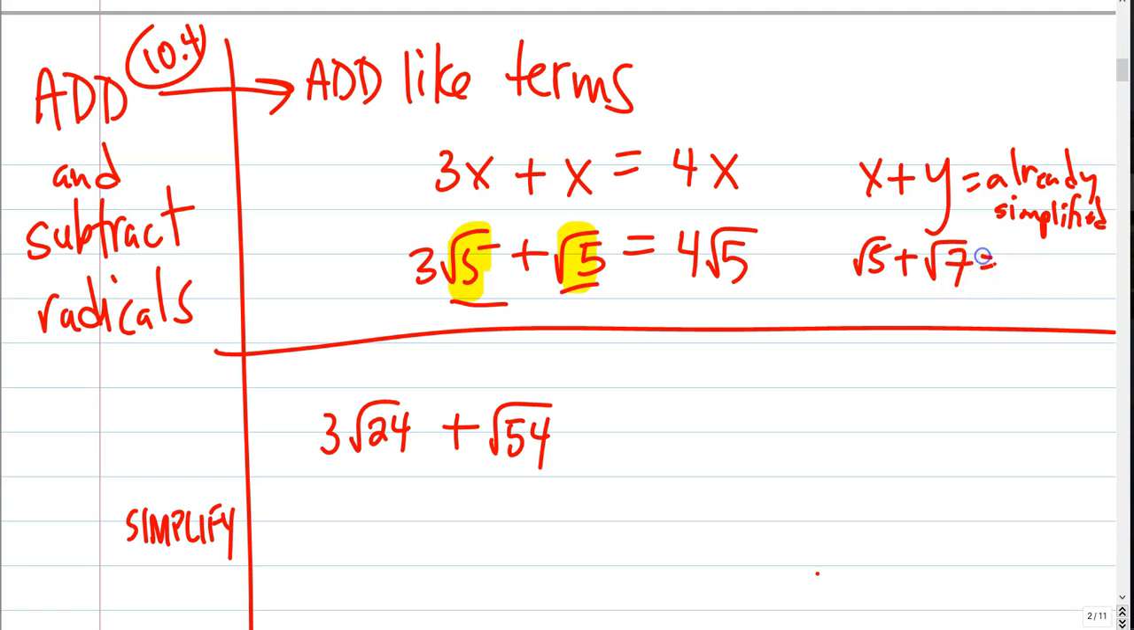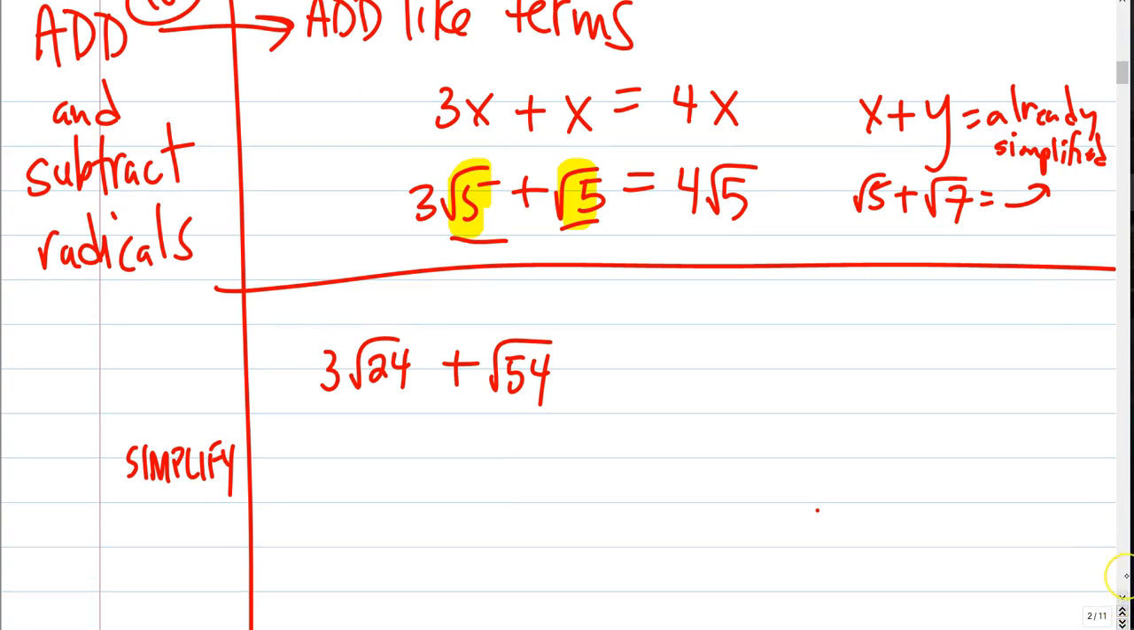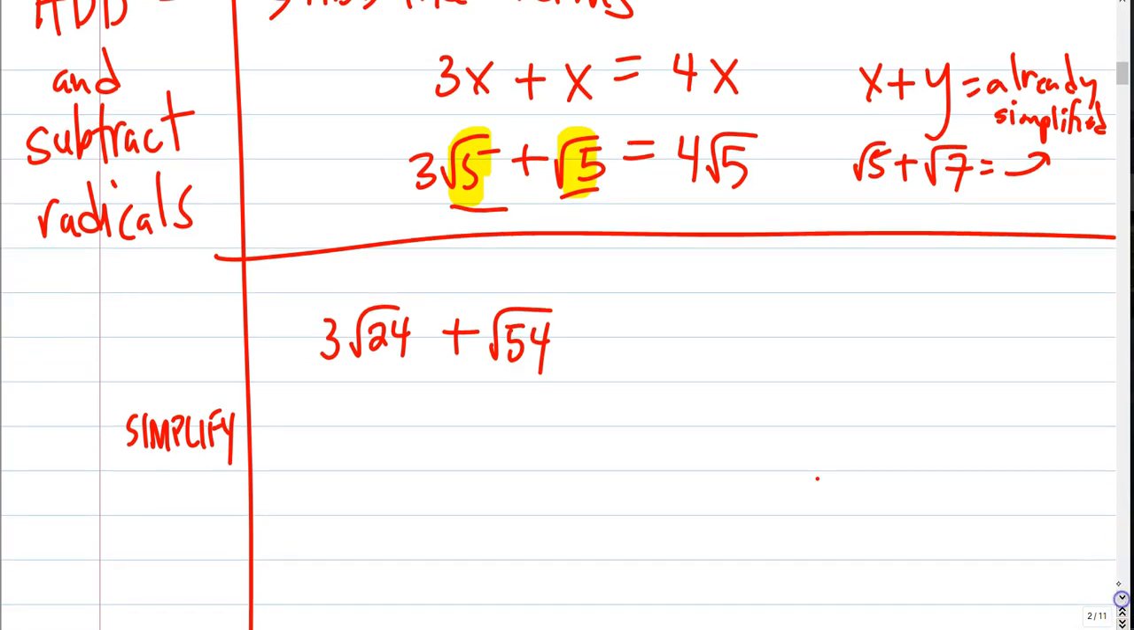So it would be for root 5 plus root 7. Those are not like terms. They have to be the same radical, the same term, to add. So if I asked you to simplify 3 root 24 plus root 54, you'd look at that and go, well, that's easy deal, already simplified. Well, you do need to actually verify, because the square root of 24 itself can be simplified.